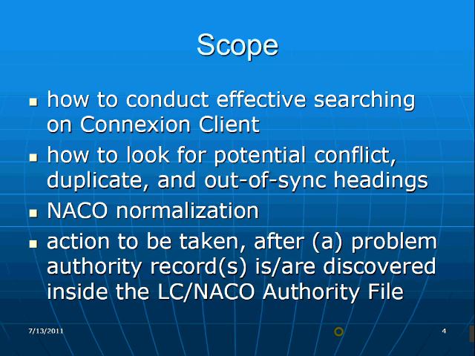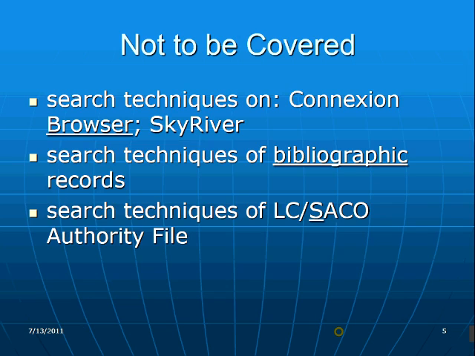This webinar will cover the following topics: how to conduct effective searching on Connexion clients, how to look for potential conflicts, duplicates, and out-of-sync headings, NACO normalization, and actions to be taken after problem authority records are discovered inside the LC NACO authority file.